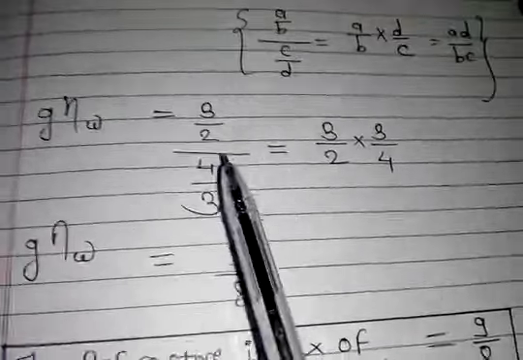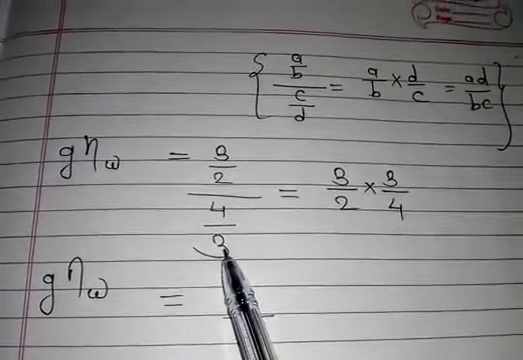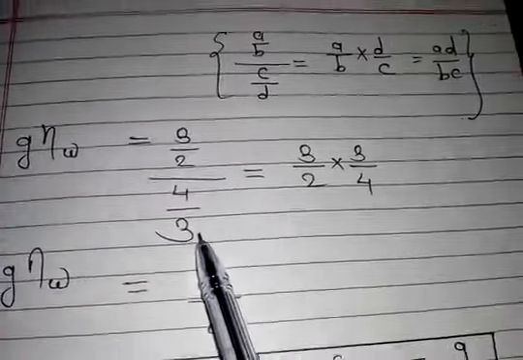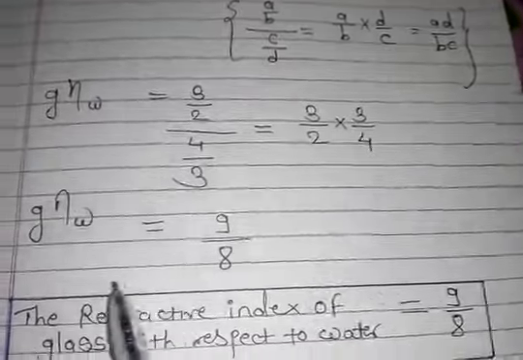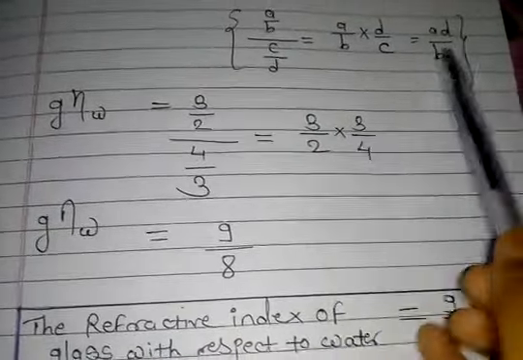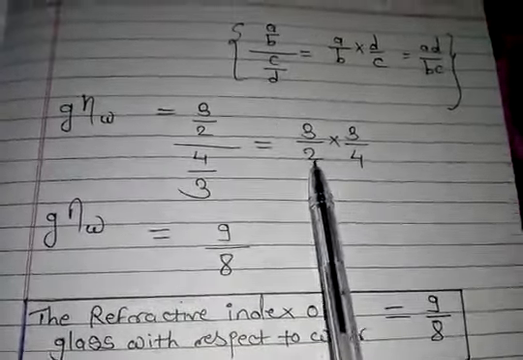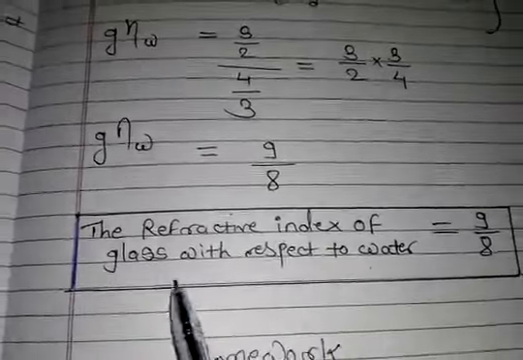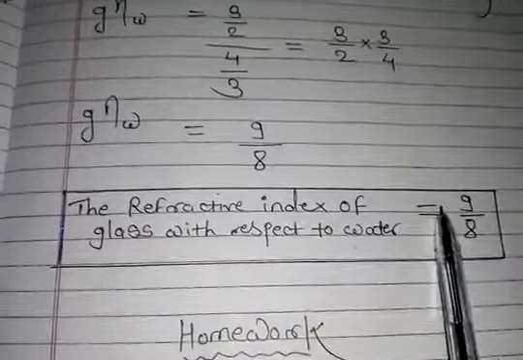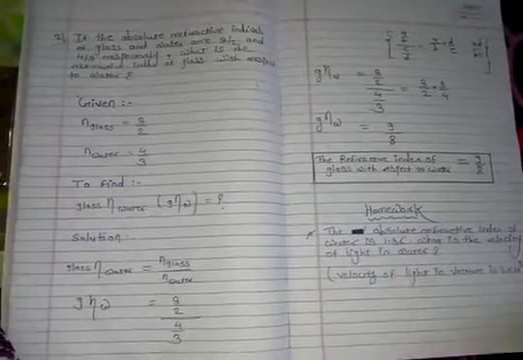So here we will get 3 upon 2 divided by 4 by 3 is equal to 3 by 2 into the exchanged term, 3 upon 4, according to this formula. Now we simply multiply these terms. 3 into 3 is 9 upon 2 into 4 is 8. So the refractive index of glass with respect to water is equal to 9 upon 8. This is the answer of this whole question.